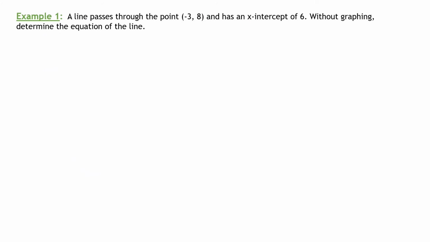Example 1. A line passes through the point -3,8 and has an x-intercept of 6. Without graphing, determine the equation of the line. So first of all, without graphing is telling me we have to do it algebraically. However, I personally love having a graph just to use to reflect back on. I'm down here in the right corner, I'm just going to do a quick sketch of the x and y axis. It says without graphing, so I'm not trying to be too accurate here.